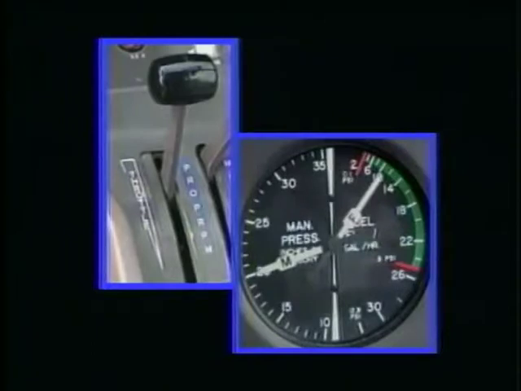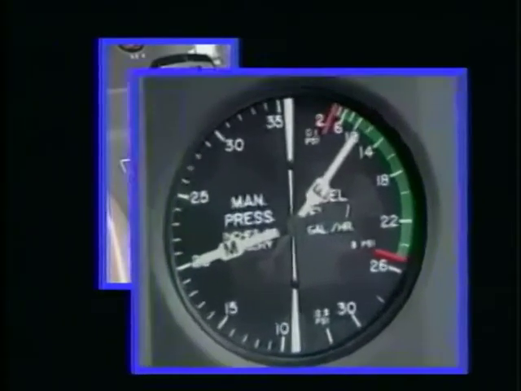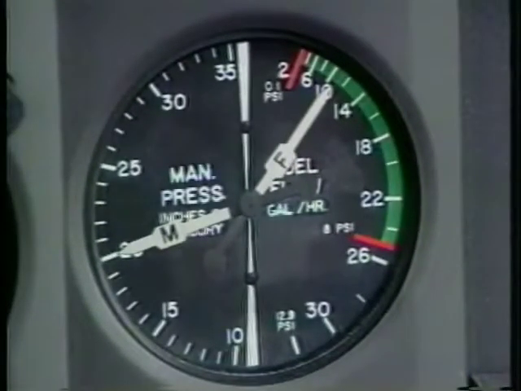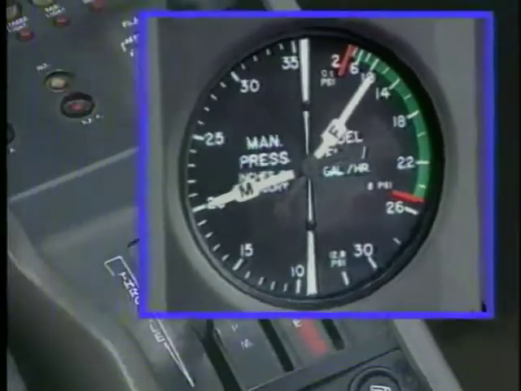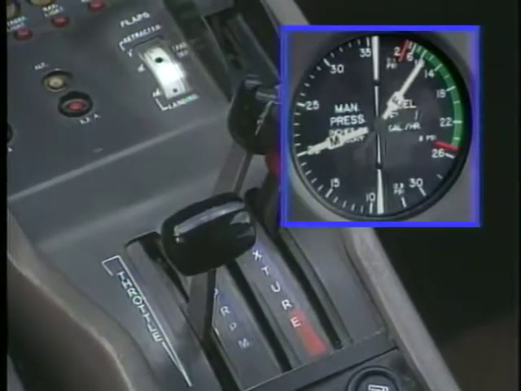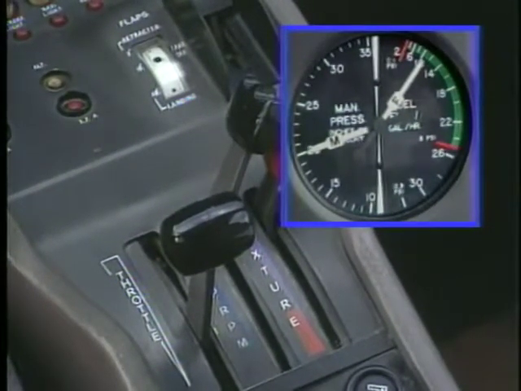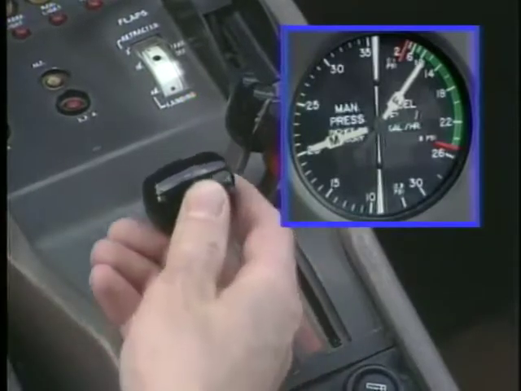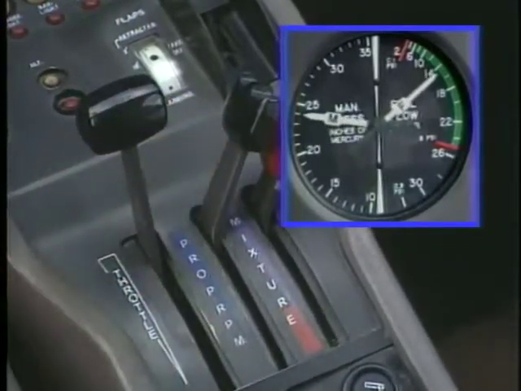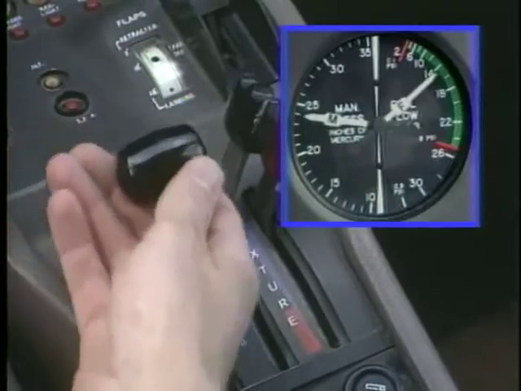controls manifold pressure. The manifold pressure gauge is usually located near the tachometer and is sometimes combined with the fuel flow indicator. Since the amount of power that an engine produces is directly related to the fuel airflow, manifold pressure increases as you move the throttle forward and decreases as you move it back.